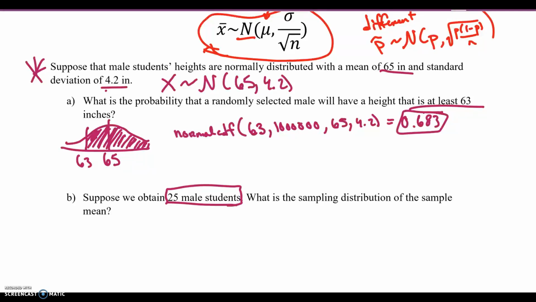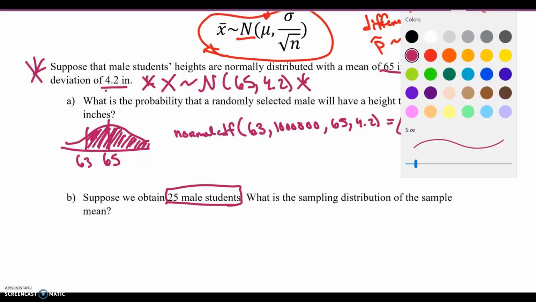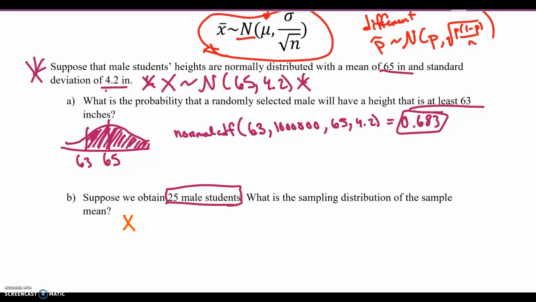Now the distribution is going to change. It's no longer going to be this part, it's not going to be that. Now it's going to be X bar. X bar corresponds with sample mean. This is just the sample mean. This is going to be normally distributed with a mean of mu and a standard error of sigma over square root of n. So everything is going to be the same.